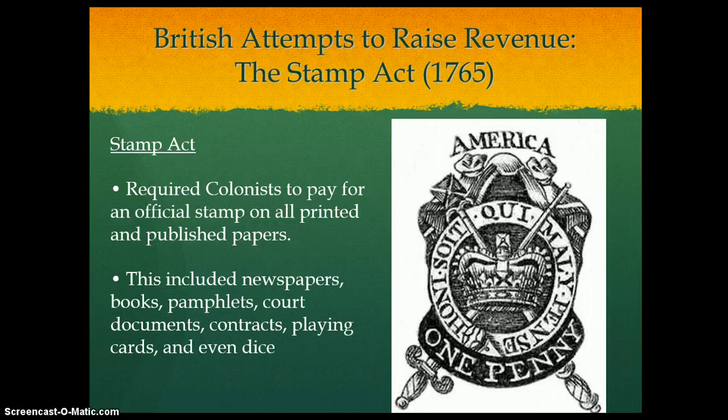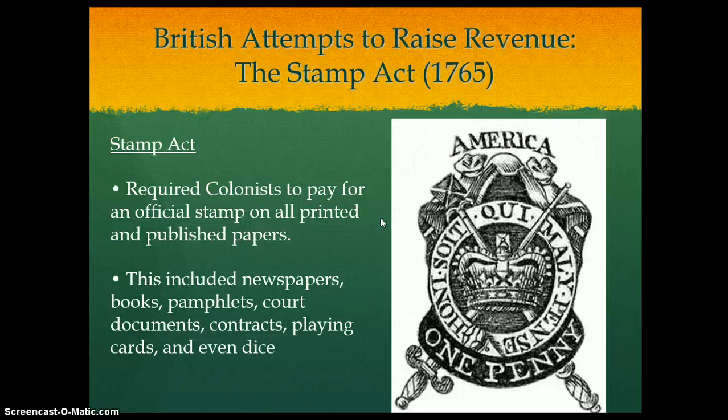This was in 1765. And again, so this is during the same period of time the Sugar Act is in effect. What the Stamp Act did is it required colonists to pay for an official stamp on every printed and published paper. So every single piece of media that was created in the colonies, a stamp would be required, and it would cost a certain amount of money to stamp it.